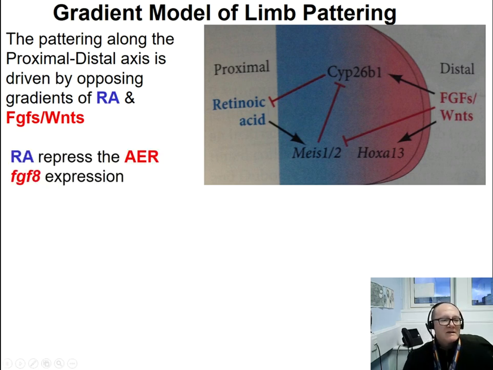So retinoic acid is a signal that represses the apical ectodermal ridge expression of FGF8. So while the ectodermal ridge is near the proximal part of the limb, when the limb is still very small and is growing, a lot of retinoic acid that is diffusing from the proximal part of the body is repressing the expression of FGF8.